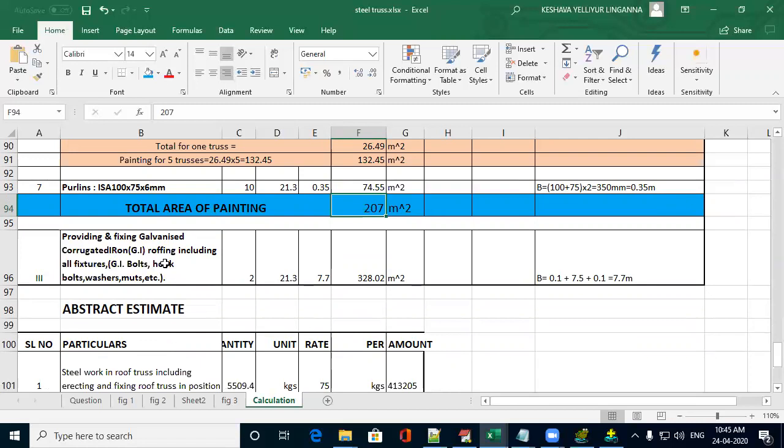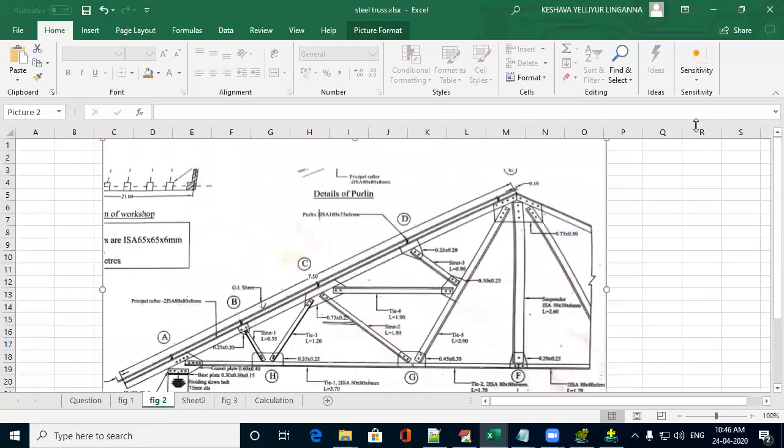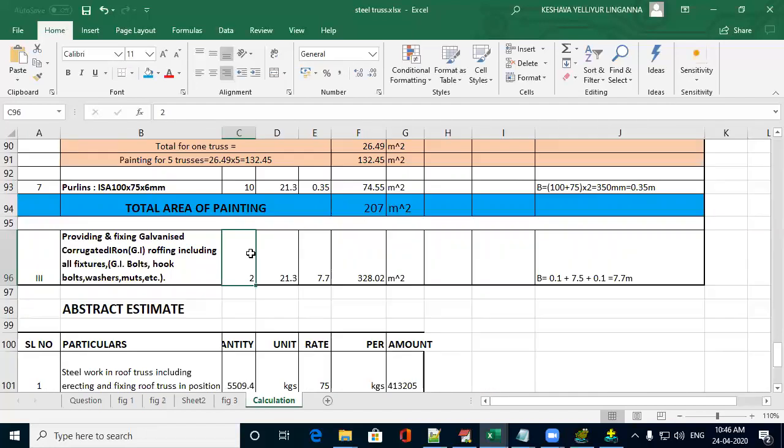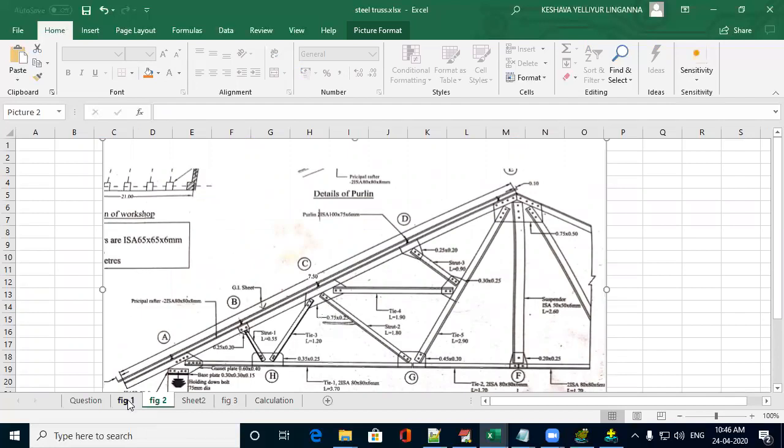Third item of work is you have to give the area of the galvanized iron sheet roofing. You have two sheets. You can observe this is one sheet and on the other side two sheets. So the number should be 2. Length is 21.3. How? I will show.